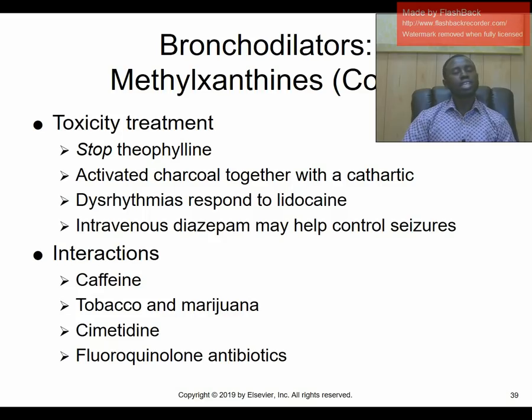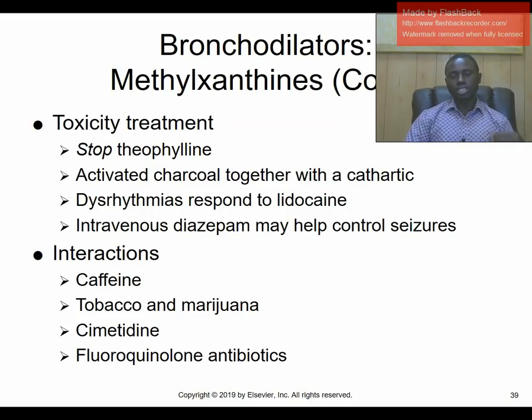There are also many interactions that occur when a person is on theophylline. So remember when we talked about Zyflo and we talked about Allocate and all those medications. We said that it increases the levels of theophylline. So you have to be careful when a patient is on this medication.